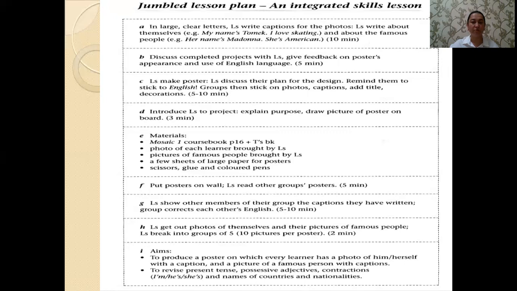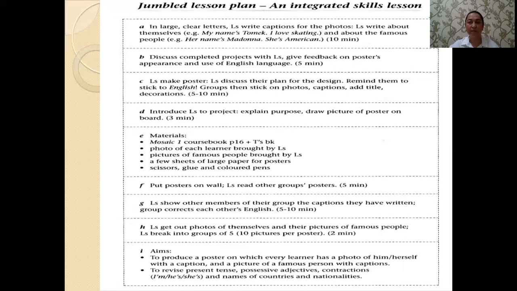F, put posters on wall. So read other groups' posters. Listeners show other members of the group the captions they have written. Group corrects each other's English. Listeners get out photos of themselves and the pictures of famous people. Listeners break into groups of 5.